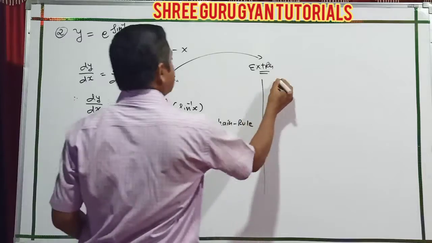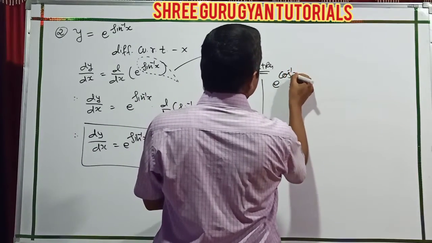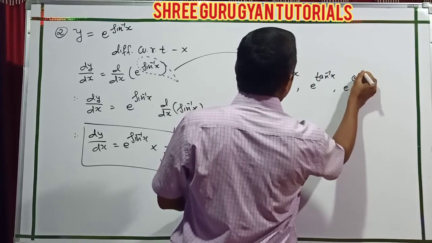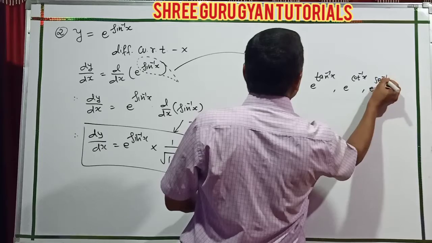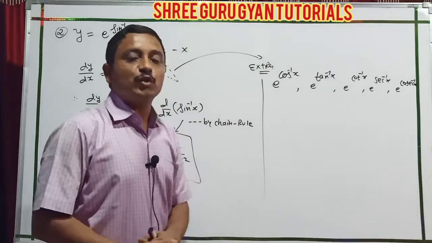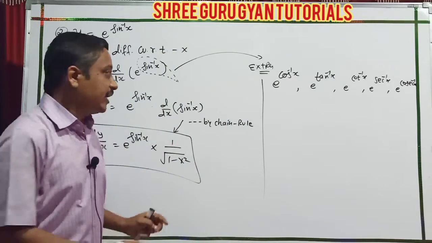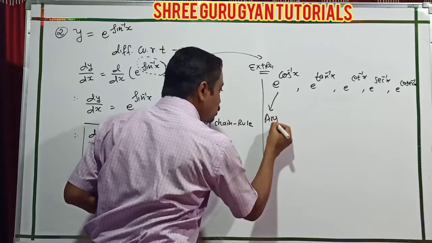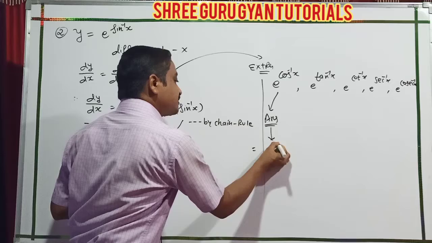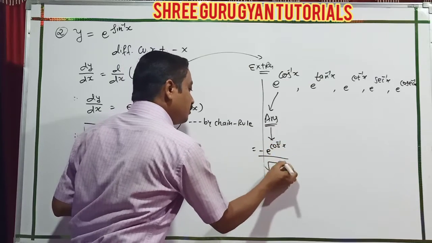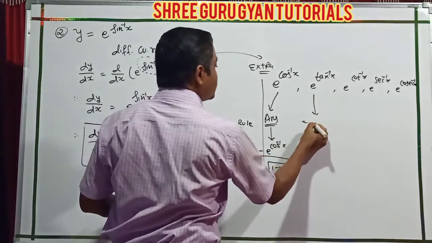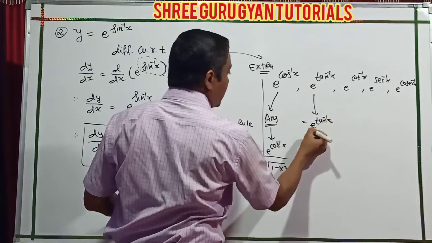Yes, one more set of extra numericals I explain for that type. You also try e raised to cos inverse x, e raised to tan inverse x, e raised to cot inverse x, e raised to sec inverse x, and e raised to cosec inverse x. For these five different questions, I just show you the direct answers. The first answer is e raised to cos inverse x times minus 1 over under root 1 minus x square. The next, for e raised to tan inverse x, you get e raised to tan inverse x by 1 plus x square.